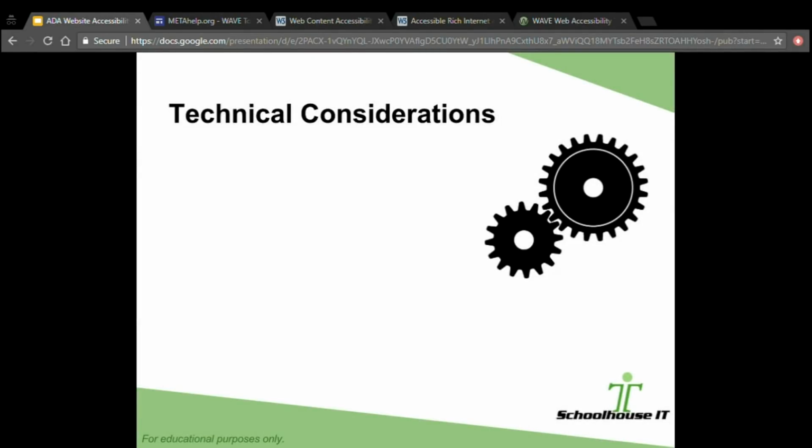Often, schools jump directly to the technical considerations for compliance. Because websites are technical tools, we make the mistake of thinking that compliance is a purely technical matter. Remember that accessibility compliance is about inclusion, not a technical checklist. It is important to understand the principles of accessibility before addressing technical considerations.